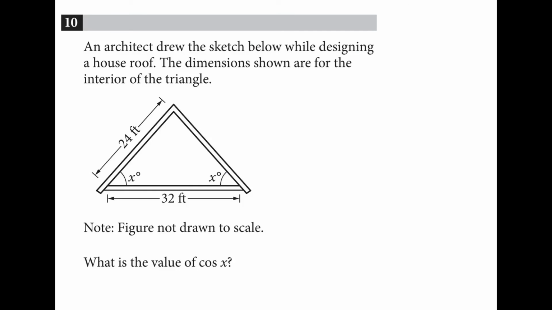I'm going to draw a line right down the middle here, creating a 90-degree angle here. And this 32 is cut in half into 16. Now I have a right triangle. I can use right triangle trigonometry. Cosine of x is going to be 16 over 24, adjacent over hypotenuse. I can simplify that to 8 over 12, or all the way down to 2/3.